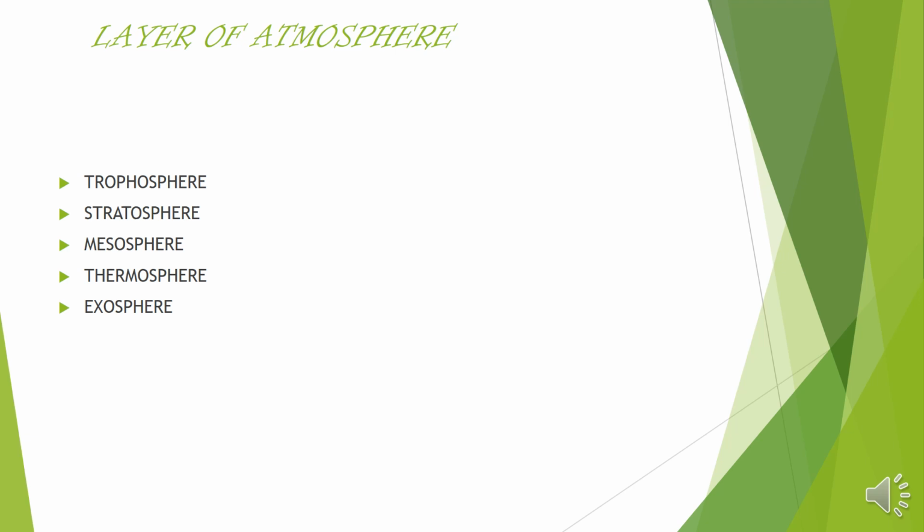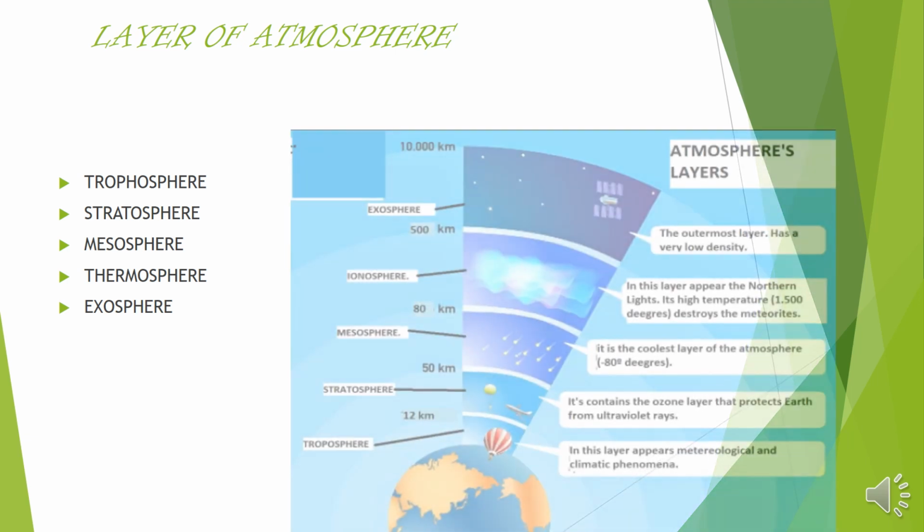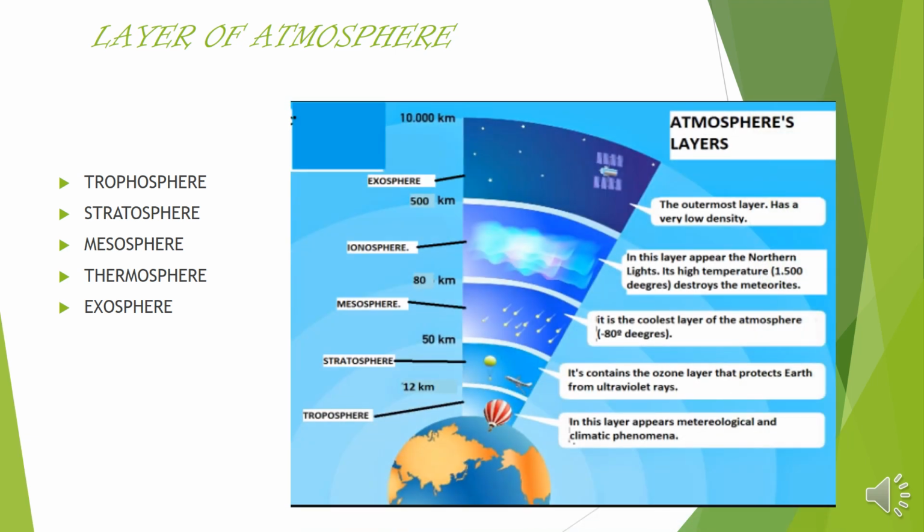Layers of atmosphere. There are 5 distinct layers: troposphere, stratosphere, mesosphere, thermosphere and then exosphere. So here is the image of the atmosphere's layers. It extends about 10,000 km, and in that the 5 layers are there.